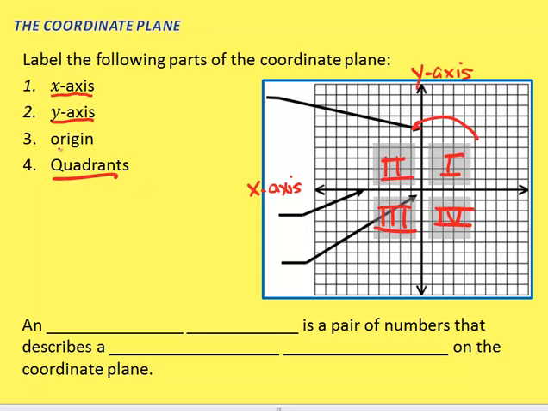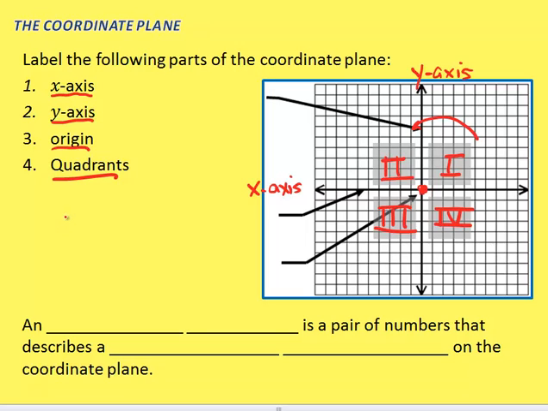And the last thing we're going to look at is the origin. The origin is where the axes intersect. They intersect right there. So that's the origin, right where the axes intersect each other. Okay, so that's a little background.